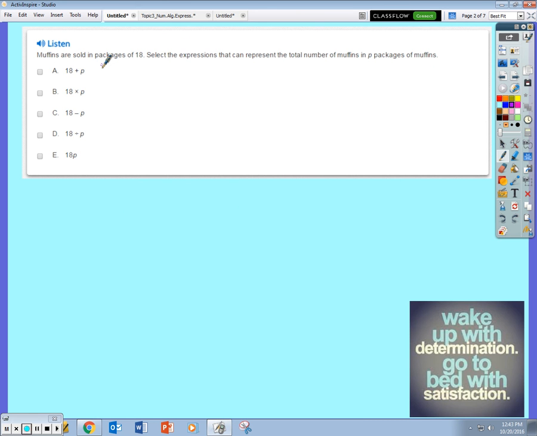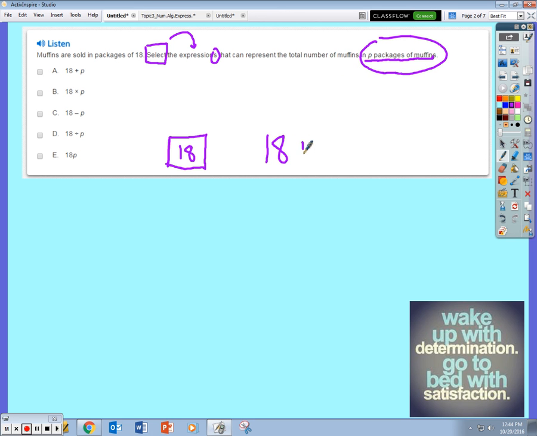It says muffins are sold in packages of 18. Select, there's the verb, select the expressions, I see it's plural, meaning more than one, that can represent the total number of muffins in P packages of muffins. So if I were to draw a picture, there's a package of muffins, and we know that in every package there's 18. Now we don't know how many packages we're buying. Let's say that stands for P, so let's say that I go and buy 1 package of muffins.